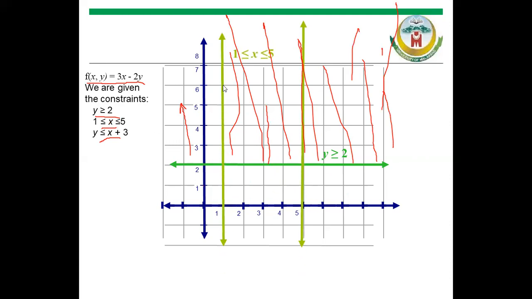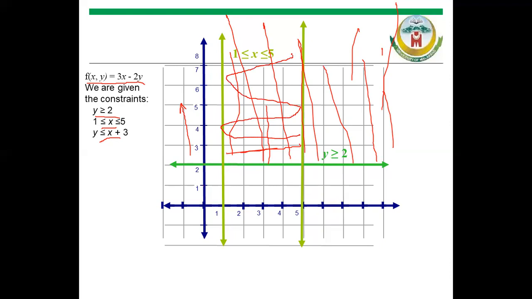Now here in this region, this is x equal to 1, and here x is equal to 5. So now this region is removed by this constraint, and also this region is removed by this constraint. Now this second constraint restricted the region to this location. Okay, this one.